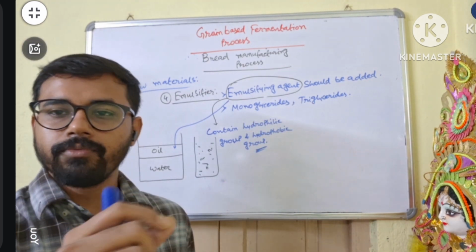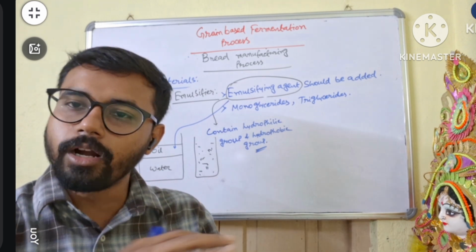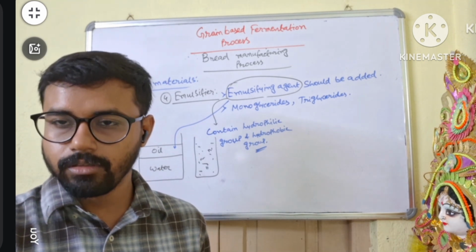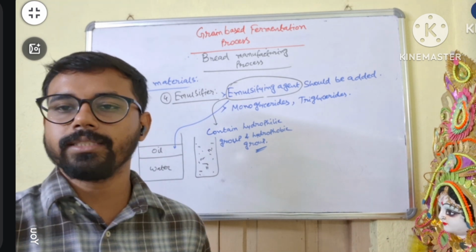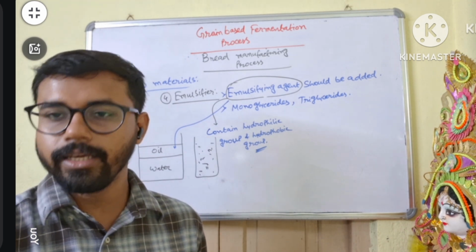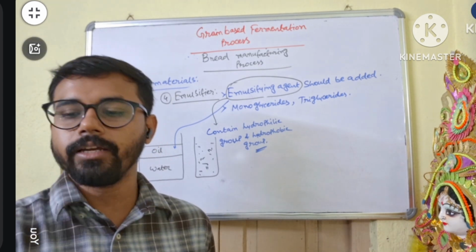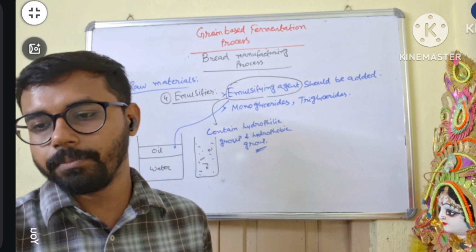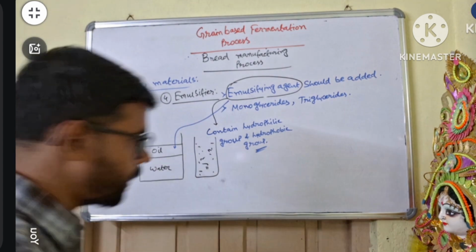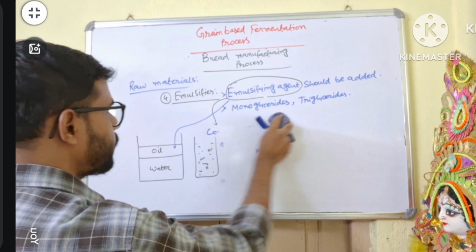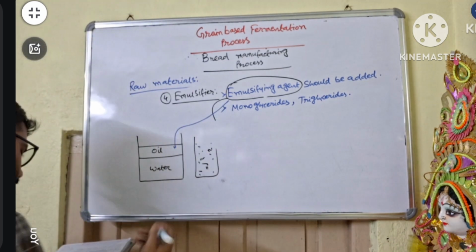So without emulsifying agents, what happens to the bread texture? The bread could not volumize, and water and oil would be present separately inside the dough. Yes or no? So emulsifying agents are absolutely needed for proper texturing of the bread. Point clear, online students?